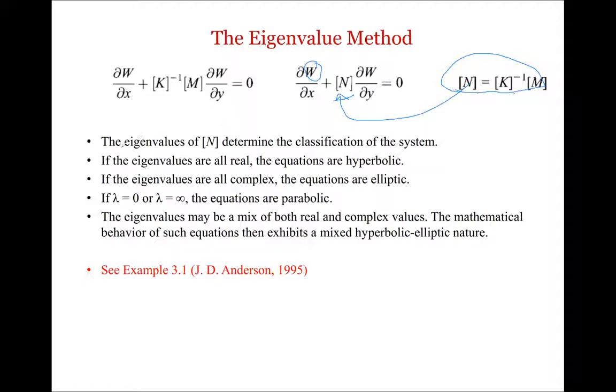So the eigenvalues of N determine the classification of the system. This N basically describes the classification of the system. If the eigenvalues are all real, the equations are hyperbolic. If they are all complex, they are elliptic. If lambda equals 0 or lambda equals infinity, the equations are parabolic. The eigenvalues may be a mix of both real and complex values. The mathematical behavior of such equations thus exhibits a mixed hyperbolic-elliptic nature.